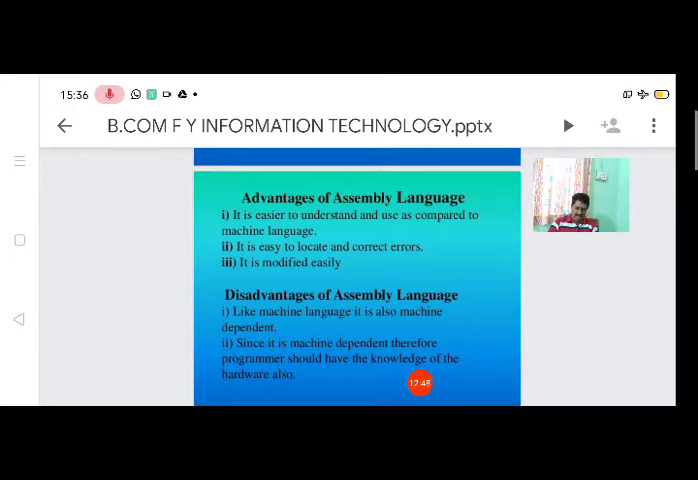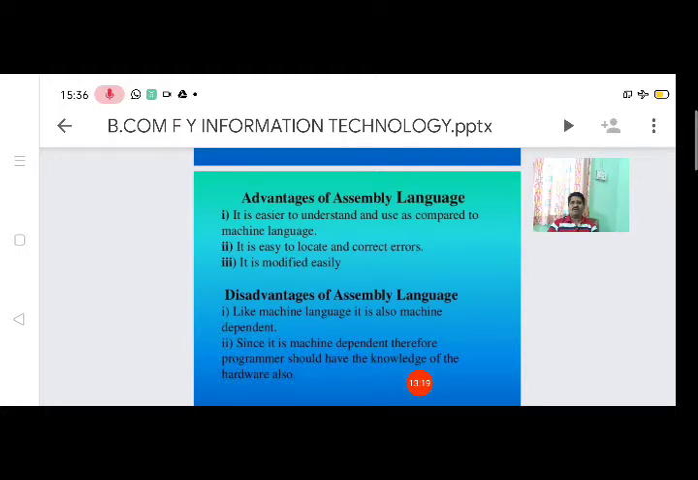Assembly language is one level above machine language. It uses short codes for instructions and allows the programmer to introduce names. It is designed to be easily translated into the machine language.